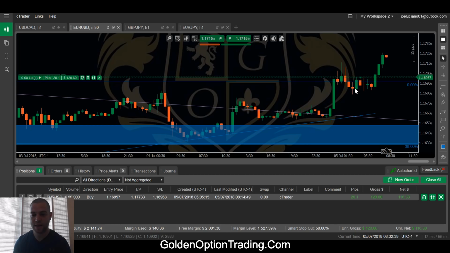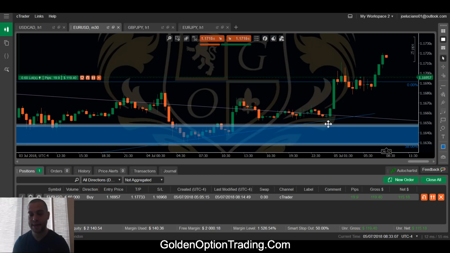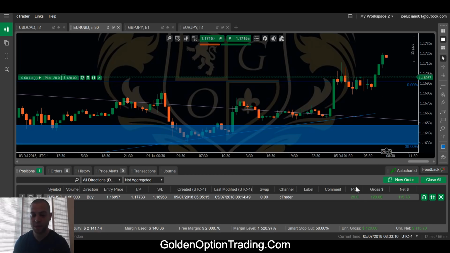and I re-entered around here. On this candle, you see the green dot, on this candle I re-entered, then I added 0.15 lot here, and I added another 10 here. So now we're in profit, only 20 pips in profit.